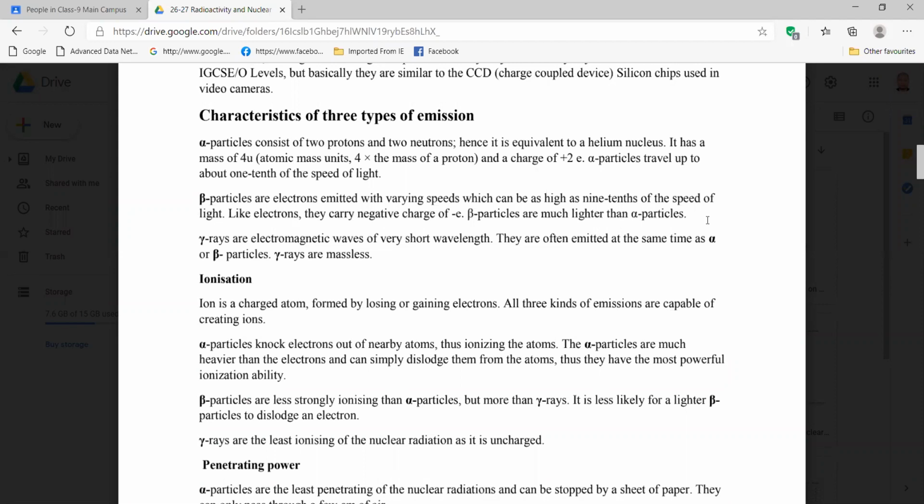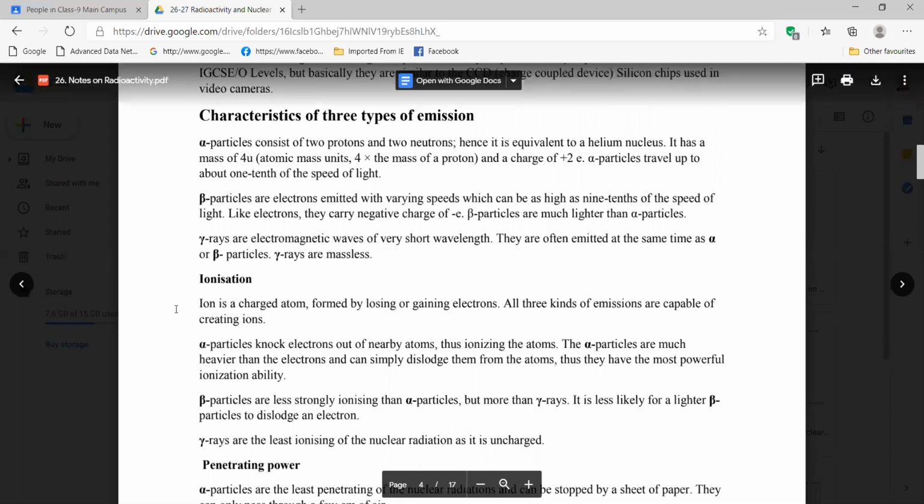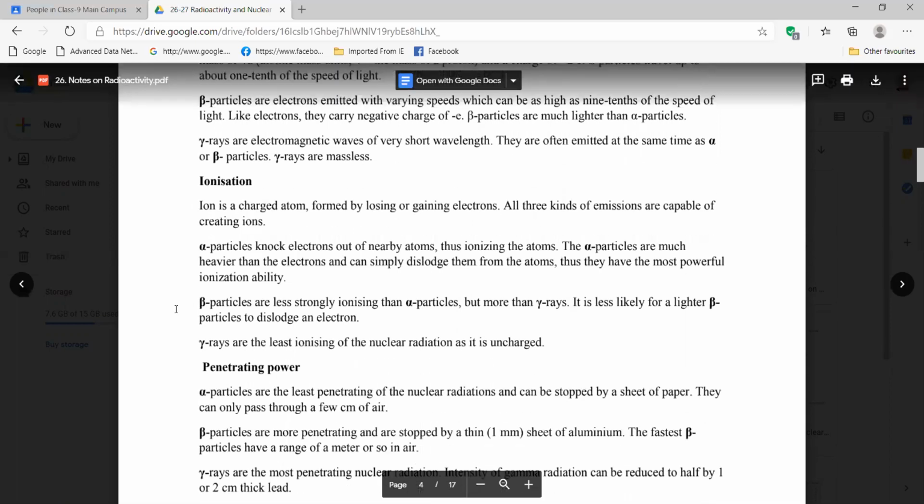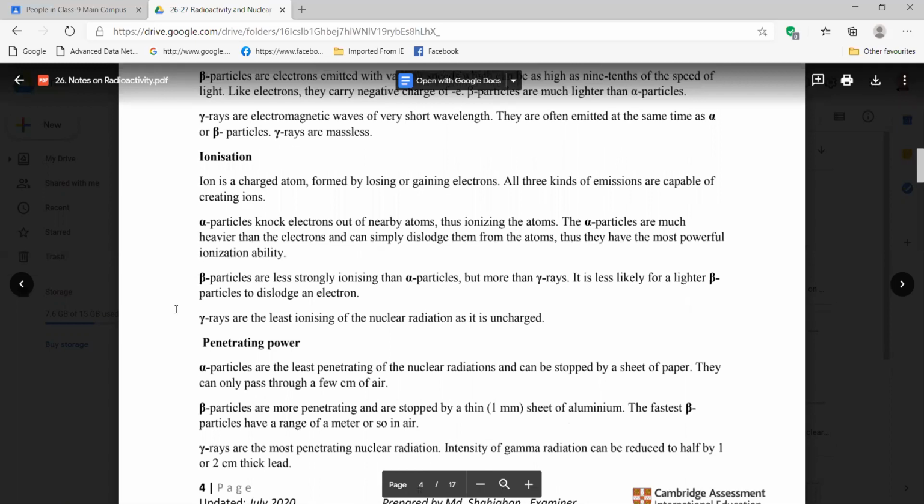Now we will go for more characteristics, more properties of alpha, beta, gamma. Now we are having more details. Ionization effect. Can someone read it? Ionization.